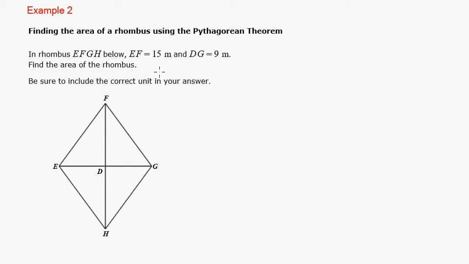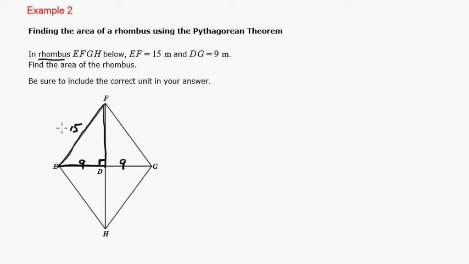Okay, so on this one, E to F is 15, and from D to G is 9. But because they tell us it's a rhombus, that also means this is 9. Alright, so once again, here's a triangle right here. This we can assume is a 90-degree angle.